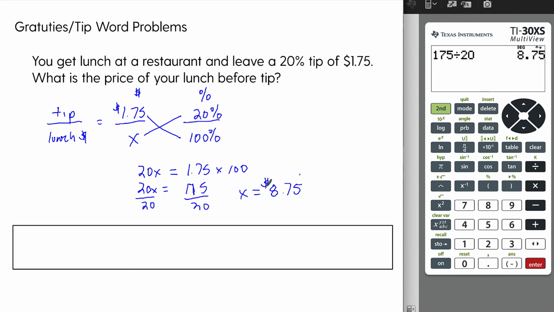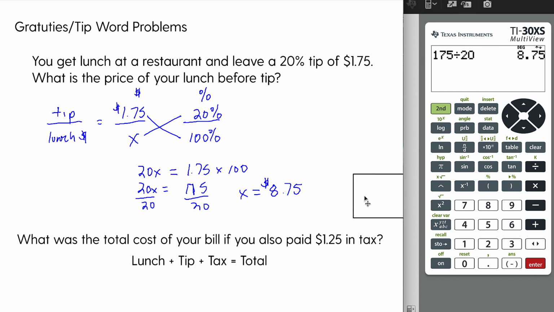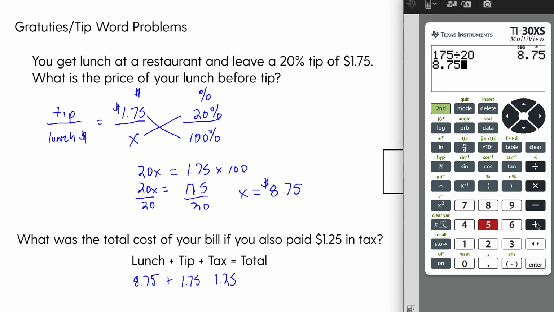Okay, so that answers the first question, but oftentimes with this type of problem on the GED, they'll extend it a little bit. So let's say they ask, what was the total cost of your bill if you also paid $1.25 in tax? So the lunch we now know was $8.75. The tip, which we found from the previous problem, was $1.75. And the tax, they told us in the second part, is $1.25. So let's add all this together. So $8.75 plus $1.75 plus $1.25 equals $11.75.